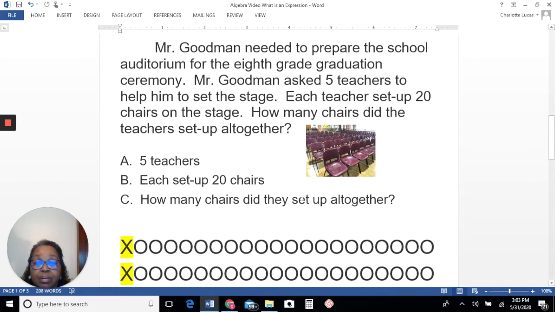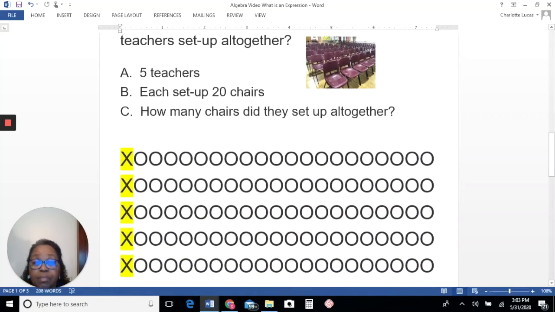I can create something like this. I'm very proud of myself for doing this. This is an array where I have 5 teachers, 1, 2, 3, 4, 5, and each teacher set up 20 chairs. Now, if I count each one of these circles, I will get the answer. But do you really want to see me sit here and count all of those circles? I don't think so. Okay, so we won't do that. We can simplify this a little bit.